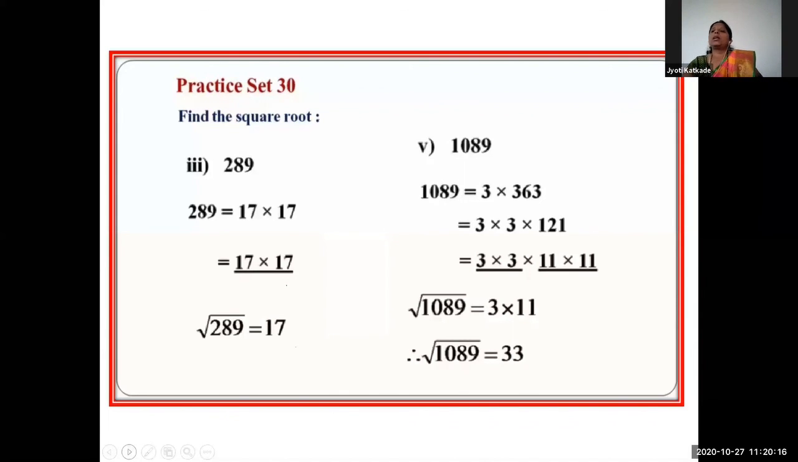Now do you have any doubt from this whole topic? Laws of indices also, and finding the square root also. Ask me if you have any doubt. Our topic is completed. Do you have any doubt?